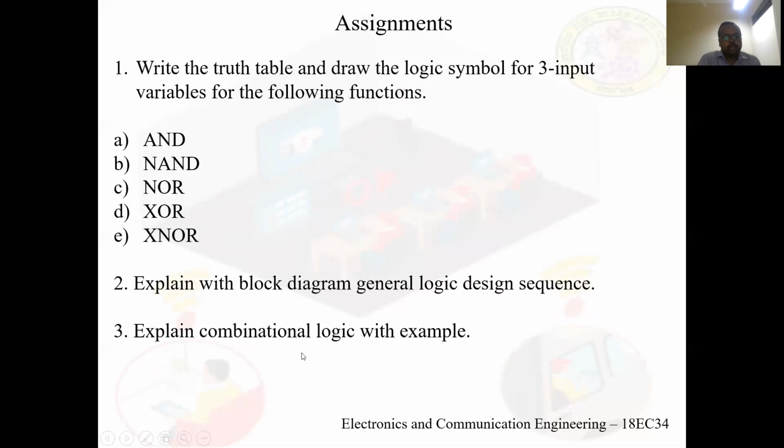The third question: explain combinational logic with example. Define combinational logic, draw the block diagram of the combinational logic and show how the output is related to the input. Write the equation y is equal to f of x. And what are the examples for combinational logic? It is adders, subtractors, and so on.